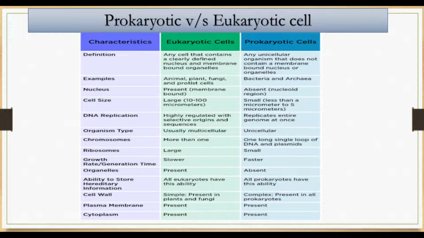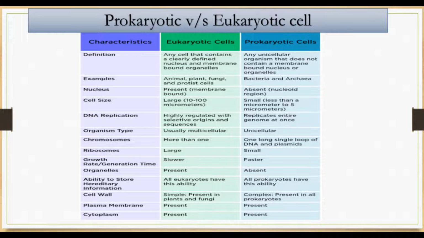In case of eukaryotic cells, any cell that contains a clearly defined nucleus and membrane-bound organelles is what we call a eukaryotic cell. That is, whatever cell it is, any cell that contains a clearly defined nucleus and membrane-bound cell organelles. So what is the case of a prokaryote?